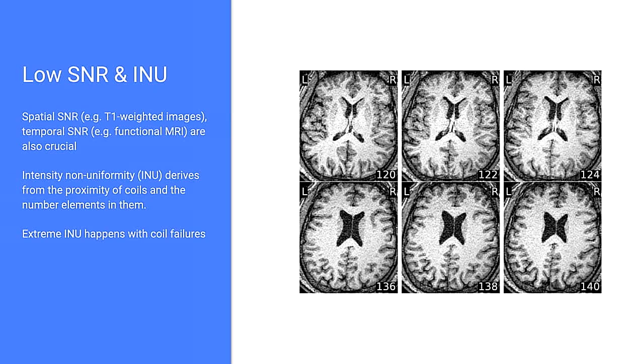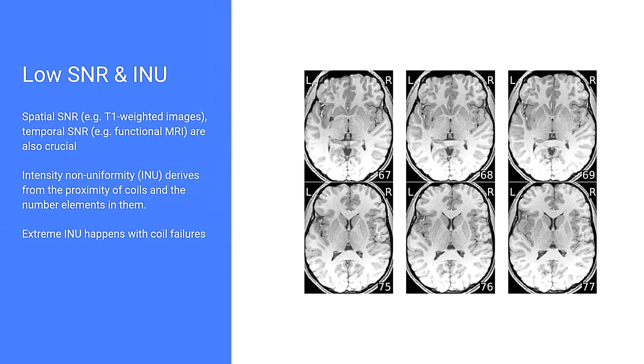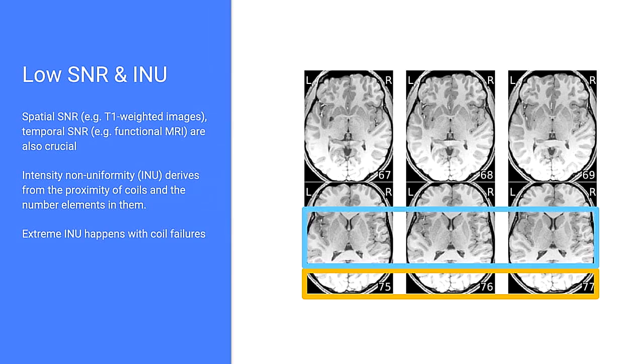More examples: low SNR, of course, inhomogeneity. For example, here in this image, in the middle of the brain, it's darker than the anterior part of the brain, where maybe you can't discern between white matter and gray matter.